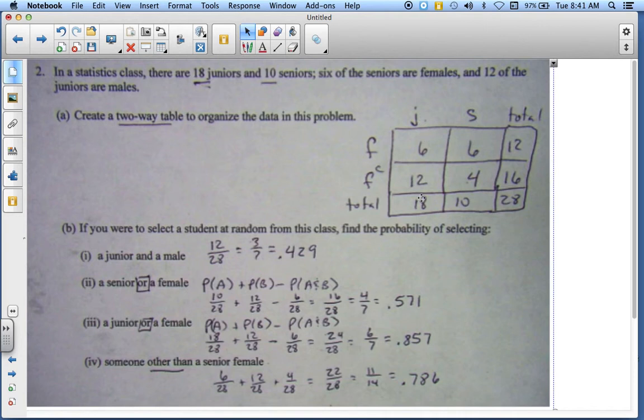A junior or a female, same thing. The probability of a junior is 18 out of 28. The probability of a female is 12 out of 28. You add those together and subtract the intersection because you don't want to count it twice, and you get 0.857.